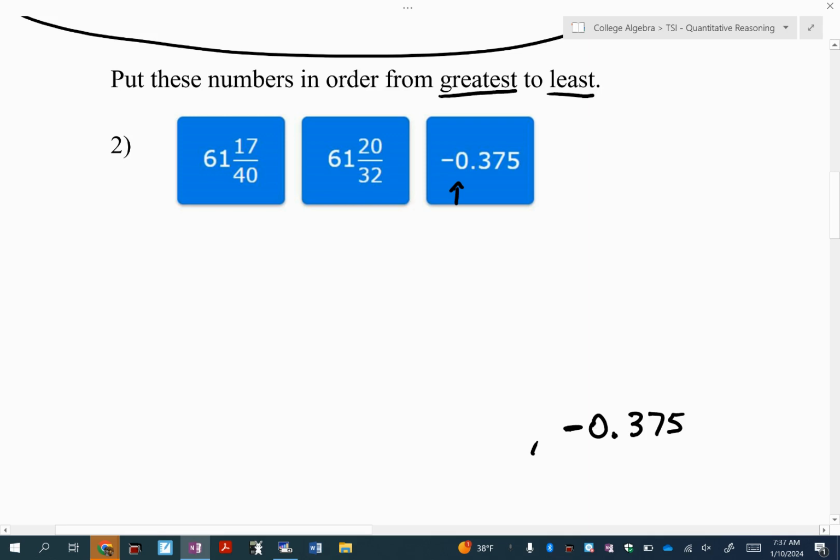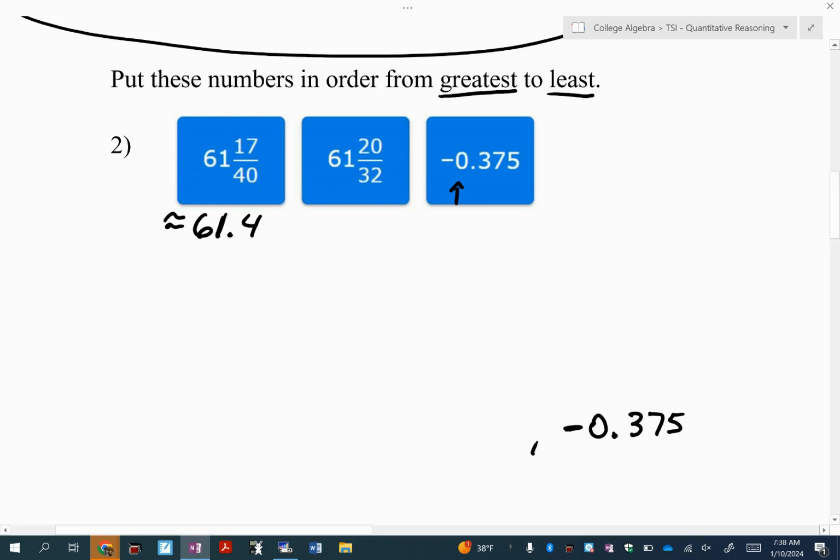Now, this one, I cannot reduce 17 over 40. 17 is a prime number, so I cannot reduce that. But take a look at the denominator. This is how my brain does it without a calculator. This says 40. What number would be half of 40? 20. So is this number greater than or less than 20? Less than. So I'm approximating that this is going to be 61.4. Why did I write 0.4? Because if it had been above 20, then I would have written something above 0.5. So the fact that this is less than 20 means it's going to be less than half, or less than 0.5. That's an approximation.